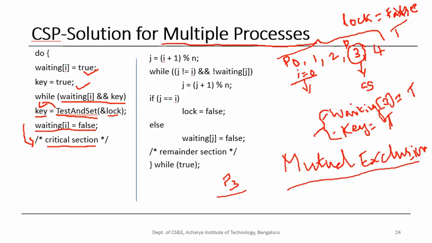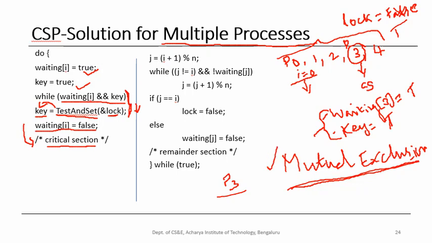It will spin in this loop. That means it will execute test and set again and again. It sees lock value as true and it will get stuck in this loop, right? So P3 is not allowed to enter into the critical section. The same argument holds good for other processes if they are trying to enter into the critical section. So hence we can say that this algorithm successfully achieves mutual exclusion.